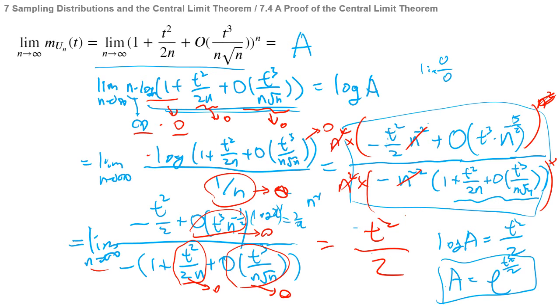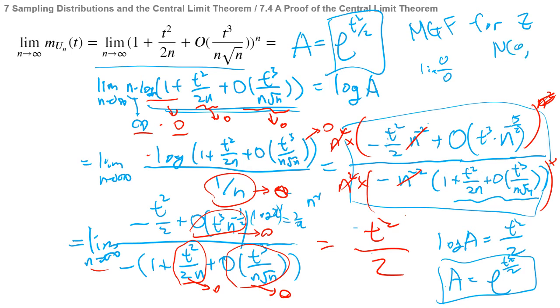So we can say that this a is e to the t squared divided by 2, and actually this is the MGF, moment generating function, for the standard normal distribution, normal 0, 1. Okay, so this is the proof for the central limit theorem.